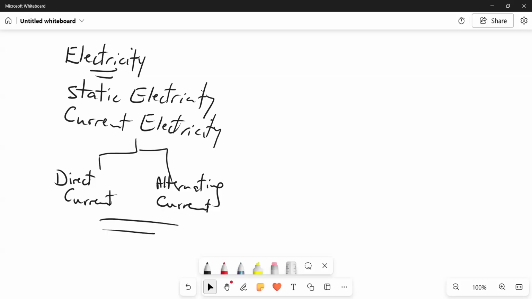Before we can actually get into electricity per se, I want to get into the structure of materials first. And then we will be able to understand why we call one type of electricity static and the other one current electricity, right?